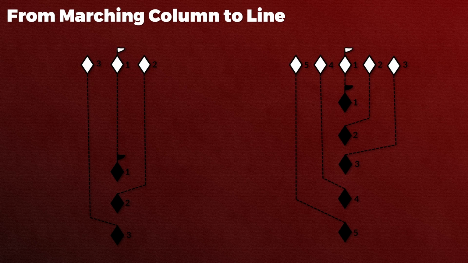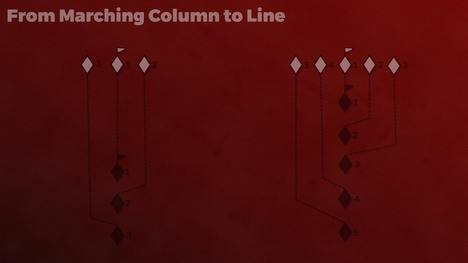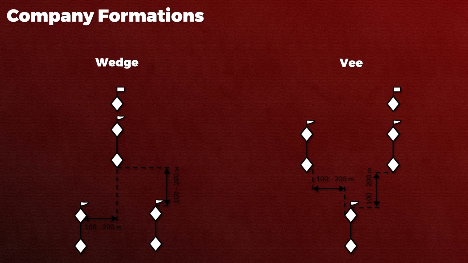Here you can see how the medium tank platoon would deploy from a marching column into a line combat formation. Similarly, this is how a 5 vehicle platoon would change formations respectively. There are of course many more formations, particularly for the company, like the wedge and V. Note that the tank at the top with the rectangular flag is the company commander. The tanks that are linked with lines represent tank platoons.